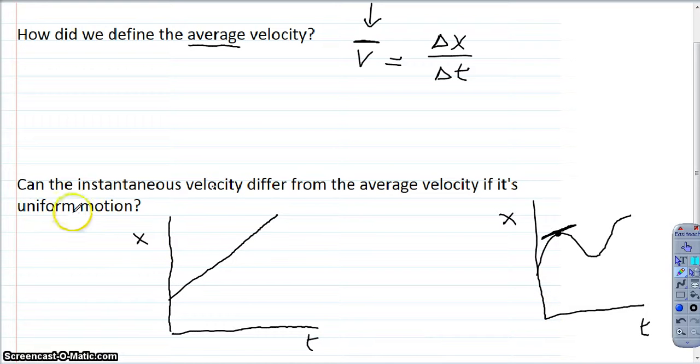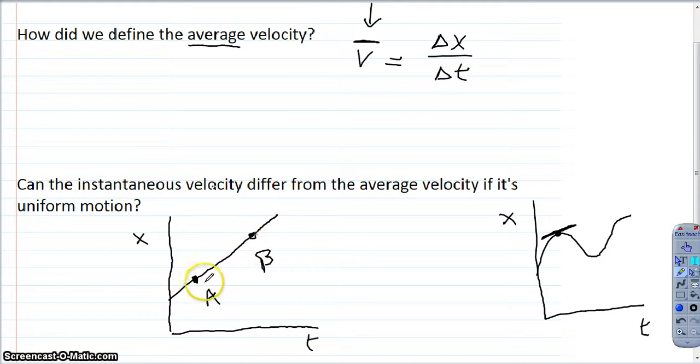Well, in this case, if we know it's uniform motion and we have a linear equation, then if I asked you to find the average velocity from, say, maybe point A to point B, we would just find the change in x over the change in t. So wouldn't we just find the slope between those 2 points?